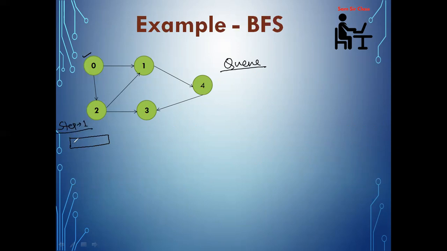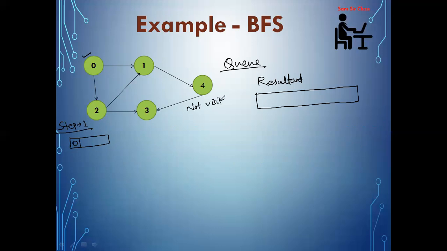To which vertex do you first traverse? 0. And there will be a resultant array where we'll keep the values in which order you are doing the traversal. So the first vertex is 0, what actually I am traversing. So I am keeping that value inside the queue. For every vertex, there will be two states: either it is not visited, or it is visited.